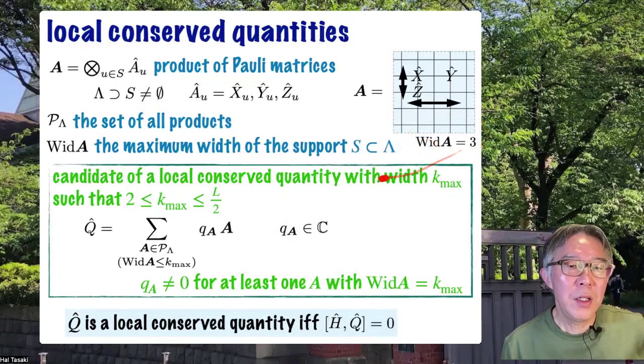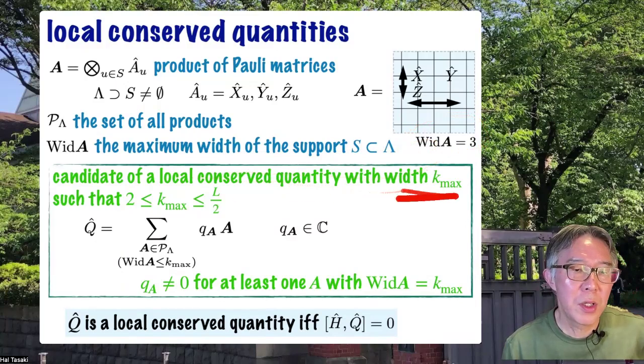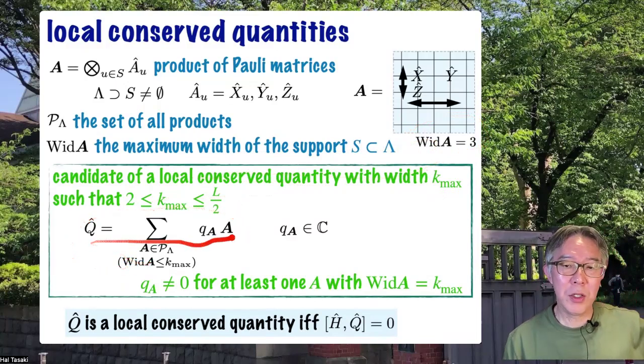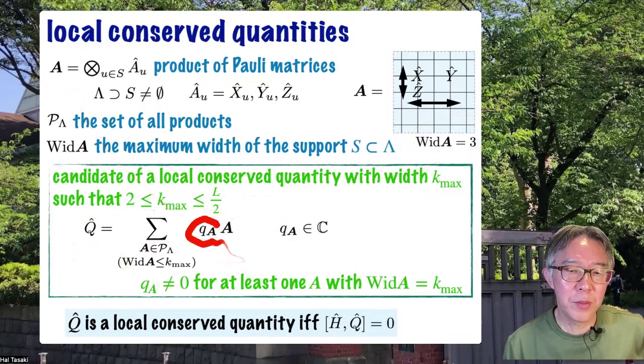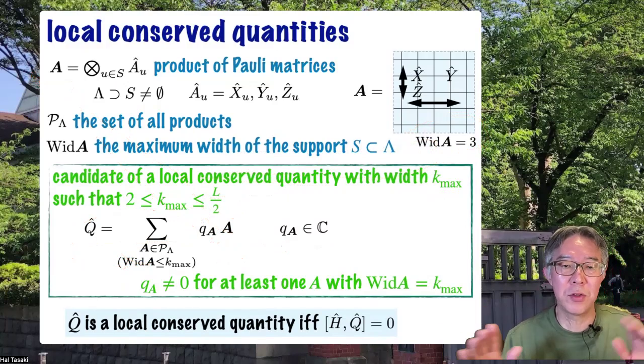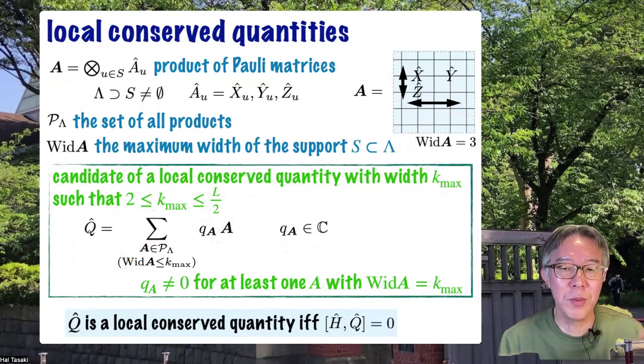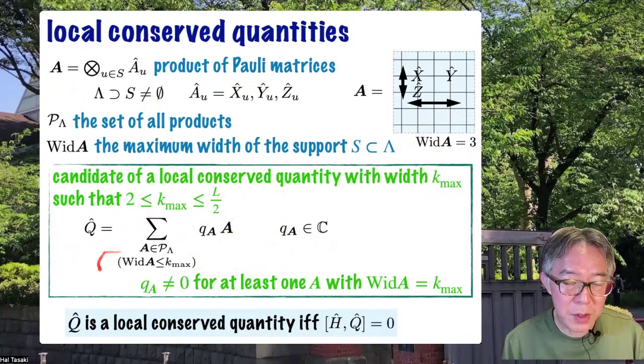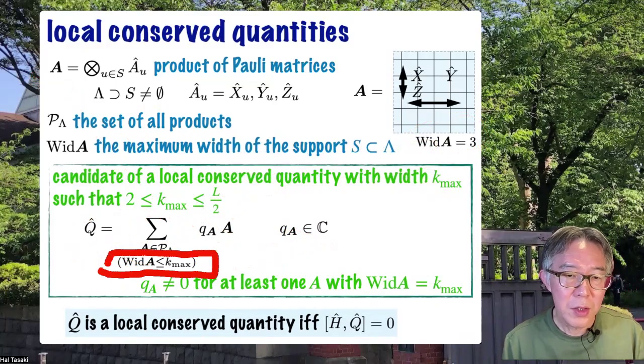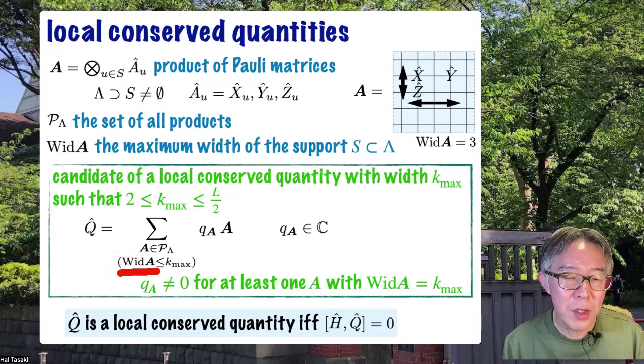Now a candidate of a local conserved quantity with this width, where K_max is in this range, is written like this. It's simply a linear combination of all these products with arbitrary complex coefficients. And we make no assumptions like translation invariance or rotation invariance, no symmetry assumption about Q_A. They are just arbitrary. And this is a general sum, but here is an important restriction. We assume that A is summed only over products whose width does not exceed K_max. And we also assume that this is saturated in the sense that Q_A is non-zero for at least one A with this width. Of course, this is a very natural assumption.